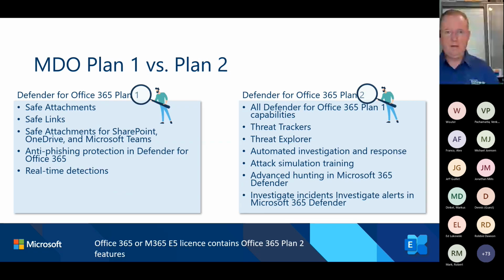So what's the difference between Microsoft Defender for Office 365 Plan 1 and Plan 2? The importance here is that Plan 1 is included in any business license or E3 license, versus Plan 2, which is available in the Office 365 Enterprise E5 license or as a separate license addition. Plan 1 is formerly known as ATP, Advanced Threat Protection. So that includes the safe attachments and safe links.